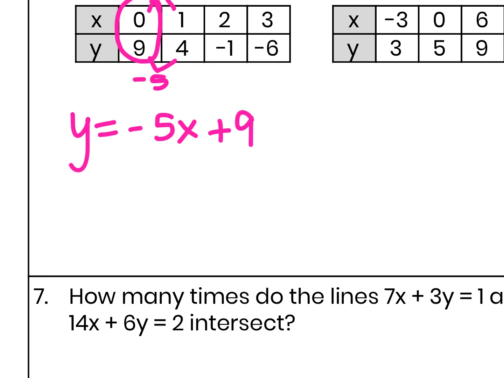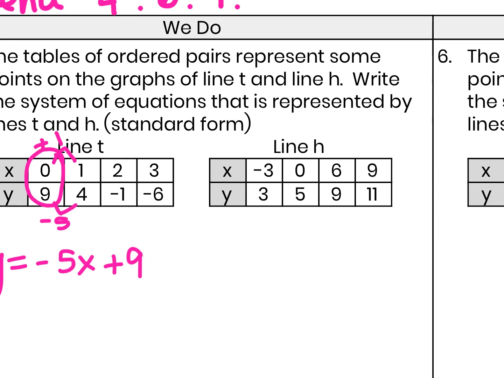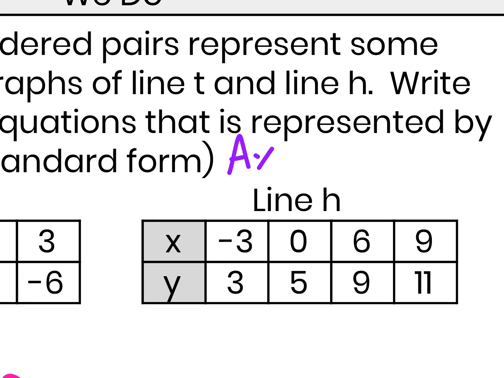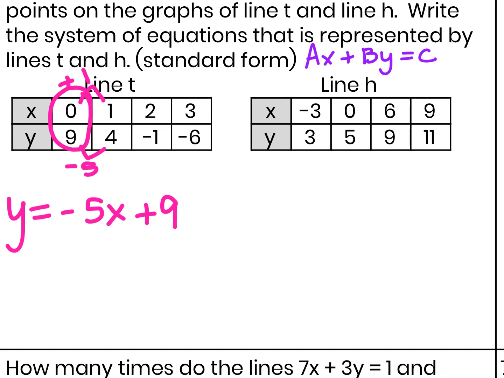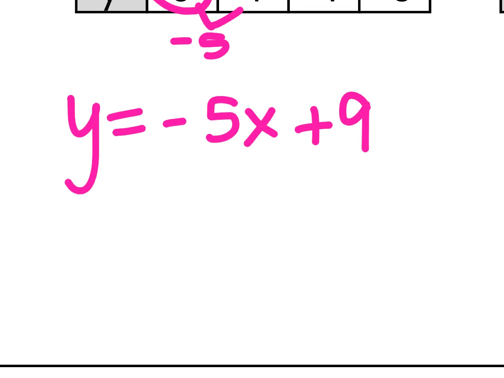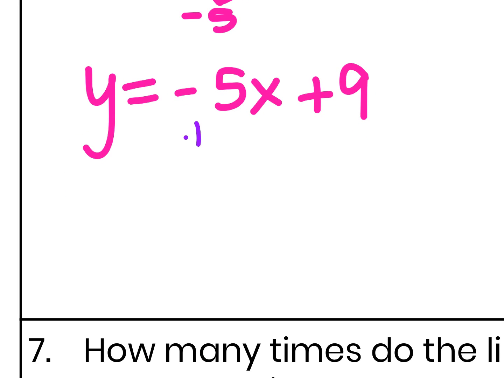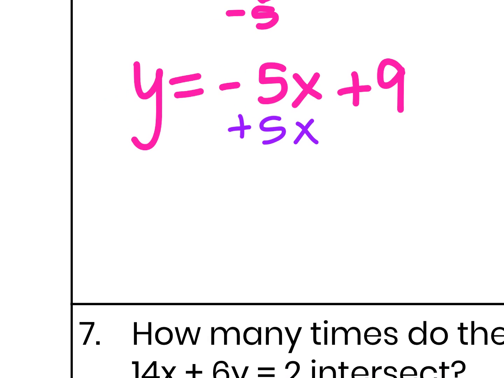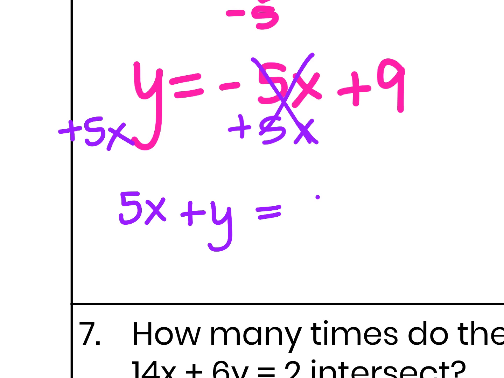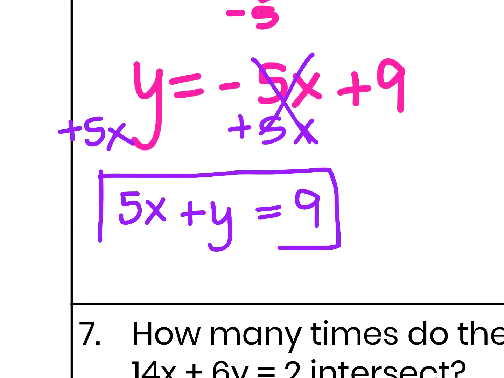But like I just got finished saying, I want this in standard form. So standard form, in case you don't remember, is x and y are both on the same side. Right now, x and y are on different sides of the equal sign. So I'm going to move this 5x by adding it to both sides. So it cancels on the right, but on the left, now I have positive 5x plus y equals 9. X and y are on the same side, so this is our standard form of that line.